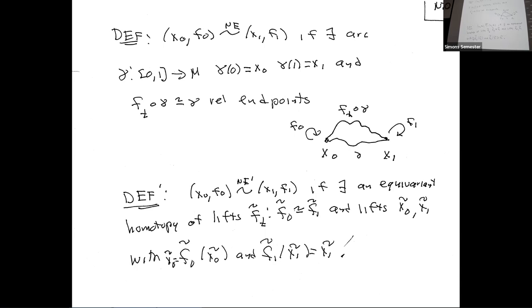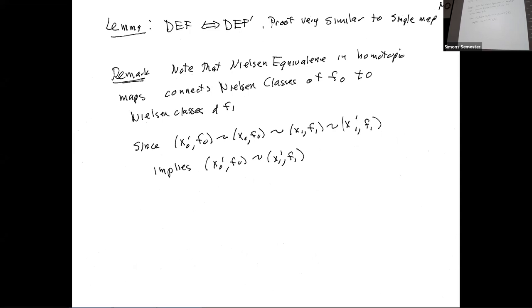You know, the equivariant homotopy at one end, you lift the lift of x0. At the other end, you lift the lift of x1, where at the two ends you're acting by f0 tilde and f1 tilde. All right, so the way you prove this is almost the same as the one dimension, the single map picture, but this is the definition of Nielsen equivalence of corresponding maps. Again, the definitions are the same.